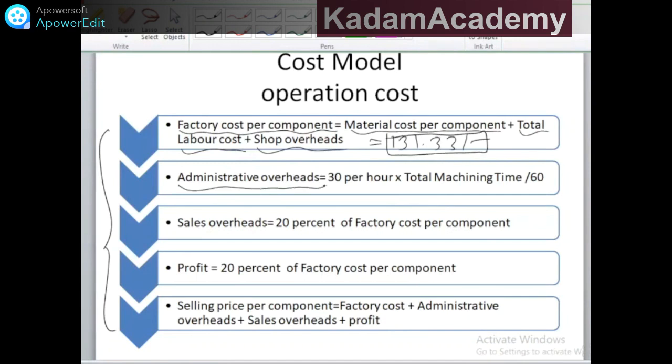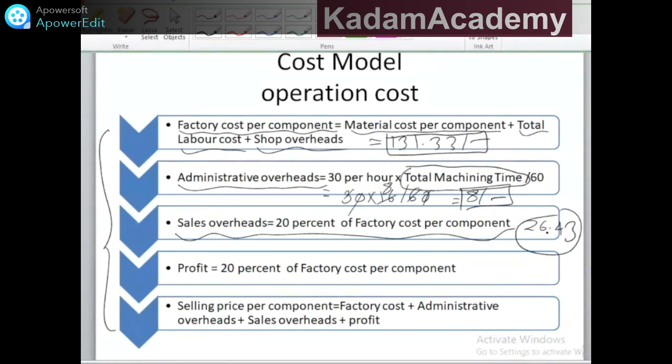Now find out the administrative overheads. Administrative overheads, these are the office overheads of the company. So total machining time is 16 minutes as we have calculated right now. So tell me what is the office overheads. 30 rupees into 16 divided by 60. It has to be 8 rupees. So find out what is the sales overhead.